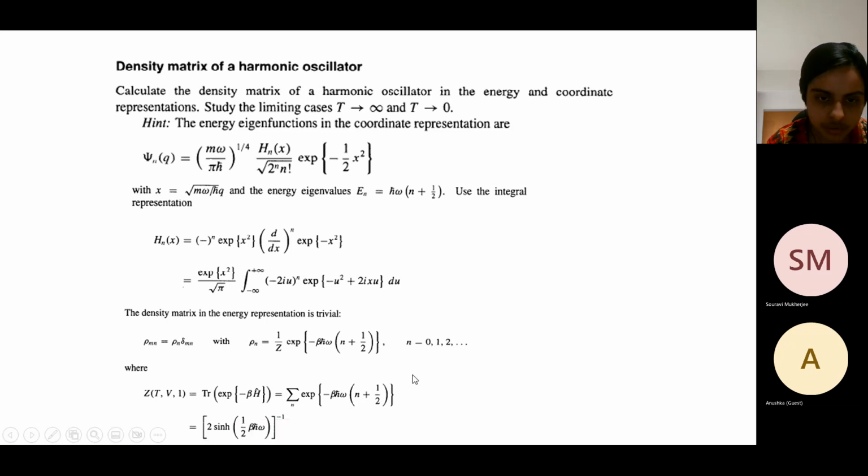Then if you take e to the power minus beta h cut omega by 2 common, what you get is 1 plus e to the power minus beta h cut omega, plus e to the power minus beta h cut omega into 2, plus dot dot dot. Okay, so that's a geometric series. So what you then get is e to the power minus beta h cut omega by 2 in the numerator divided by 1 minus e to the power minus beta h cut omega.